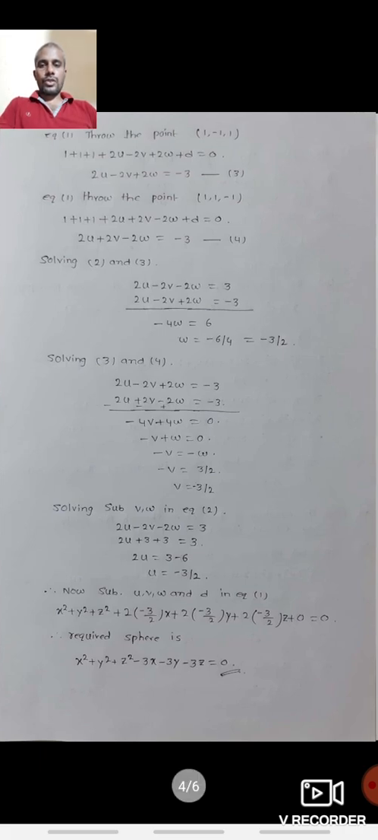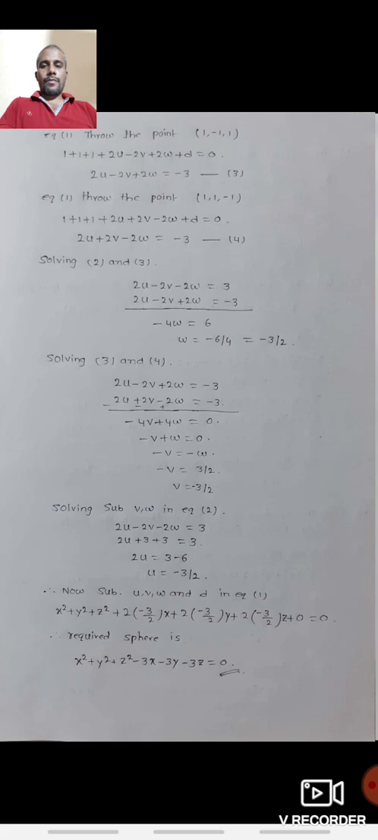Equation 1, the general equation of the sphere, is passing through the third point. The third point is (1, -1, 1). Substituting (1, -1, 1) in equation 1, we get 1 + 1 + 1 + 2u - 2v + 2w + d = 0. So 2u - 2v + 2w = -3. Let us take this as equation 3.